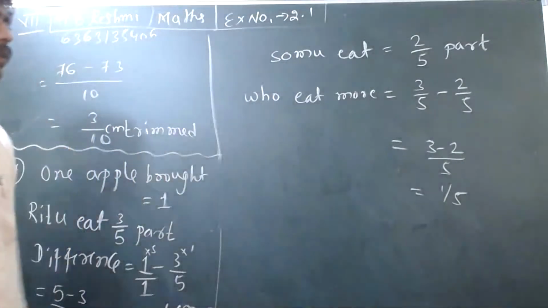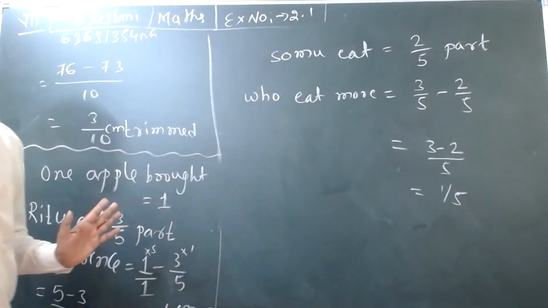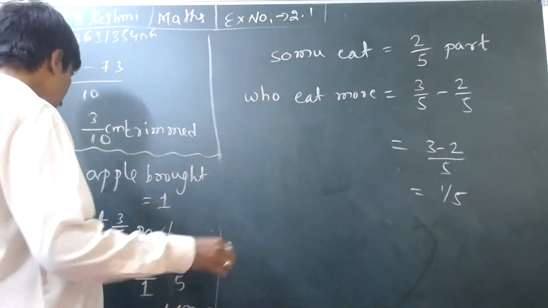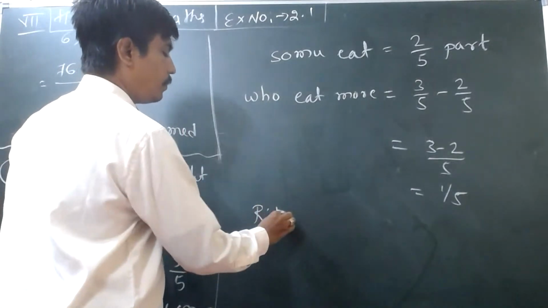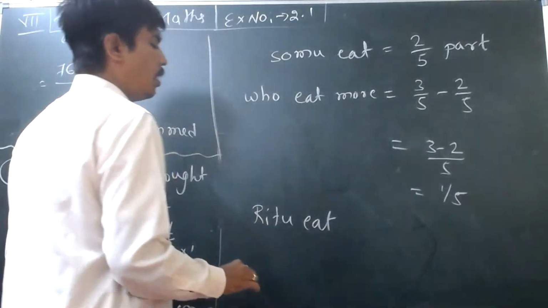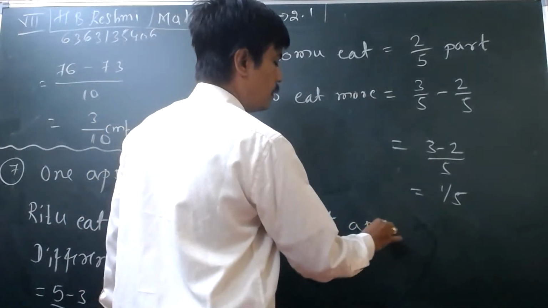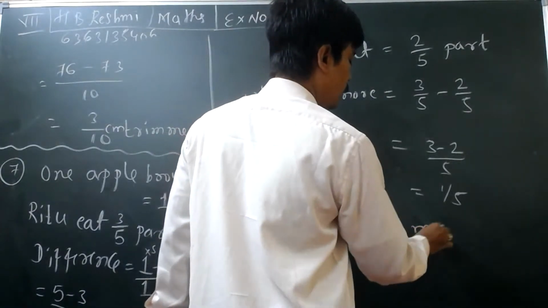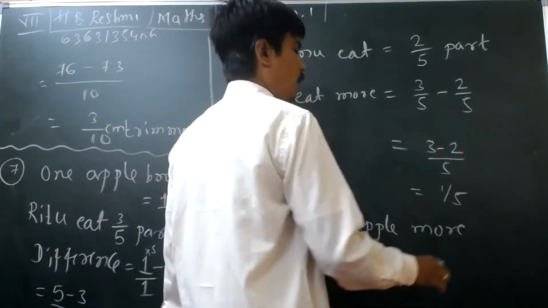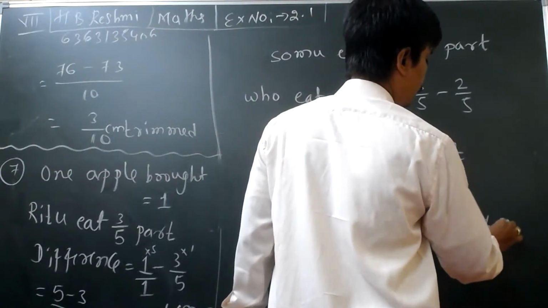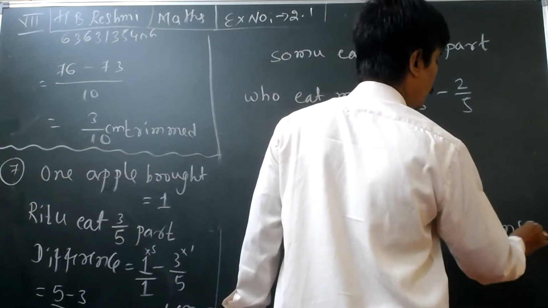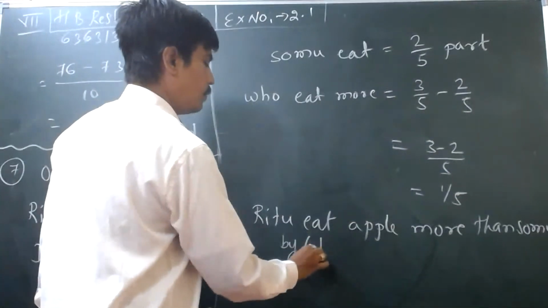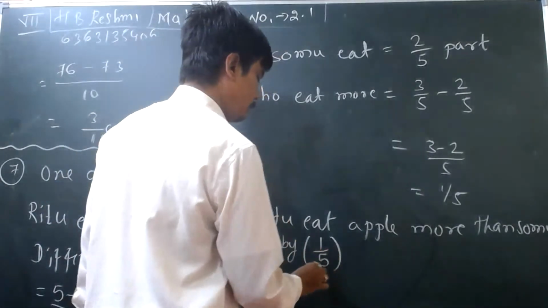Are you understanding this one? 3 by 5 is bigger. Already we came to know that. By how much is it bigger? By 1 by 5. Means who ate more apple? Ritu ate apple more than Somu by 1 by 5 centimeter.